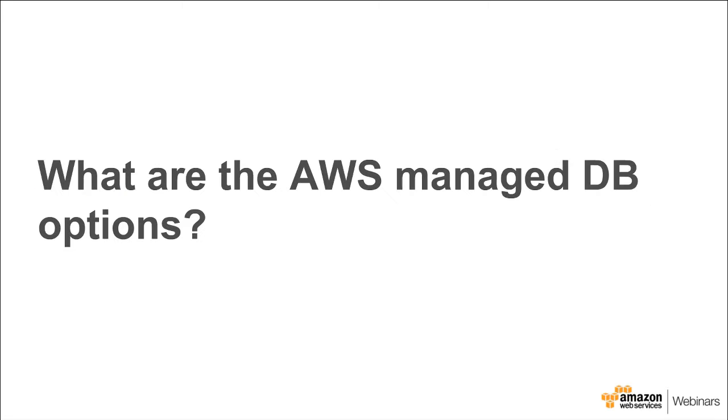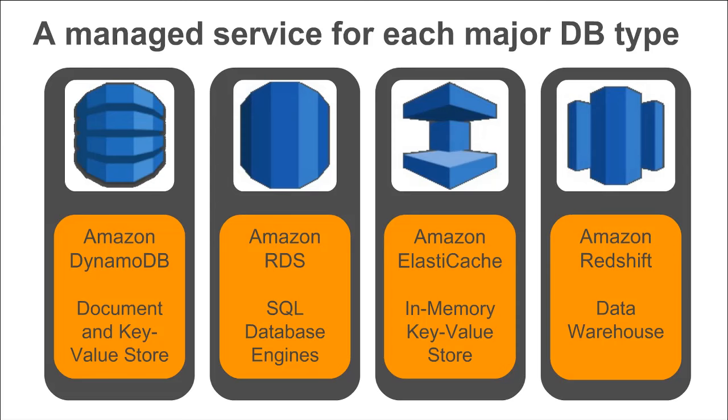So what are the different AWS managed database options? Let's take a look at each of those. Amazon DynamoDB provides a NoSQL database based on document and key value store, where you can typically host any key value data store or JSON-based data store on DynamoDB.